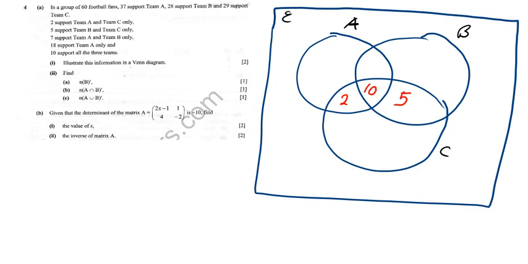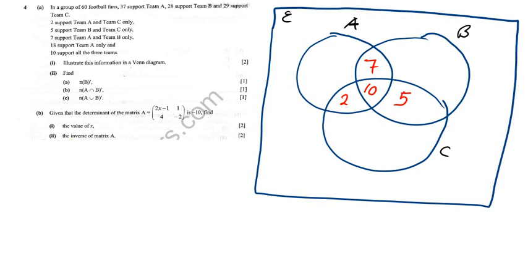7 support team A and team B only. I have an A and a B there. So where these two are meeting, that's team A and B only. They are meeting here. That's the intersection for A and B. So there I'm writing a 7, like that.